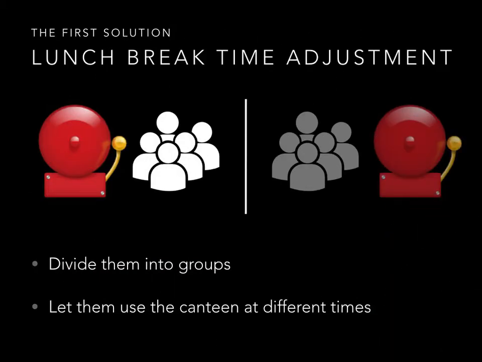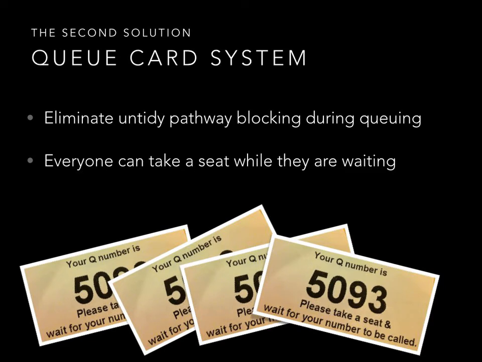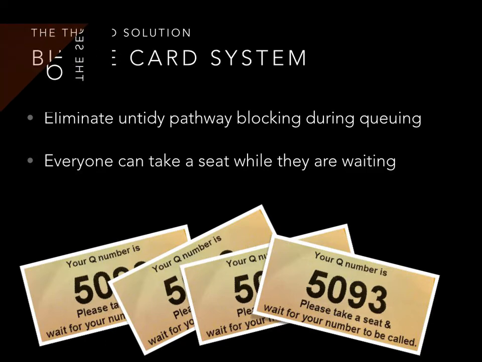According to the research and the questionnaire, we are going to look into 3 solutions. The first solution is lunch break time adjustment by dividing students into many groups, for example 2 groups, and letting them use the canteen at different periods of time. The next solution is using the queue card system, as it could decrease the crowd in front of the food store and the pathway. While waiting for the food, everyone can take a seat.